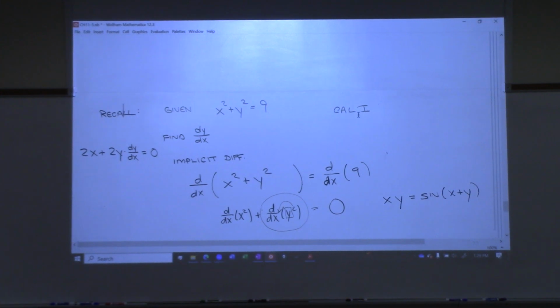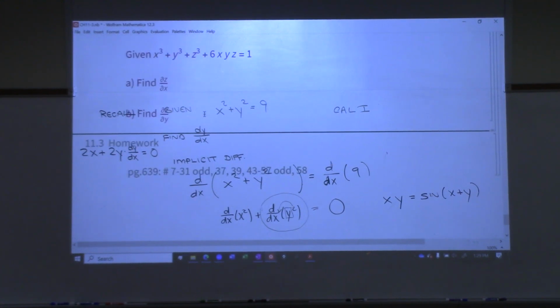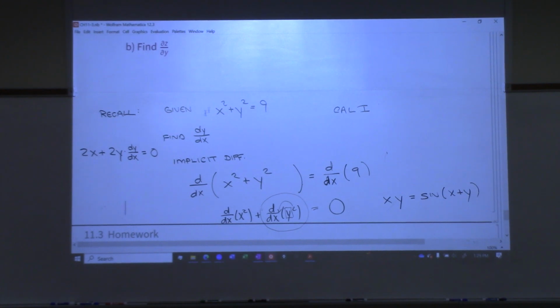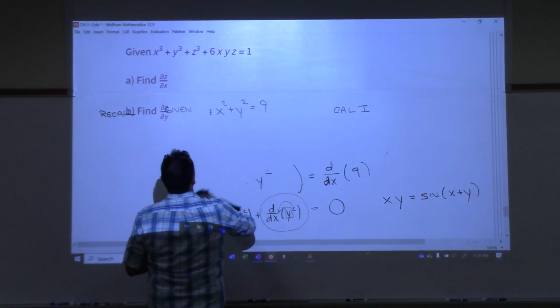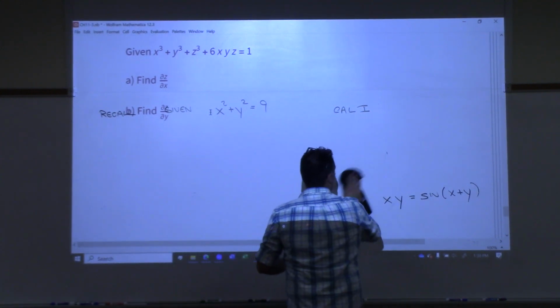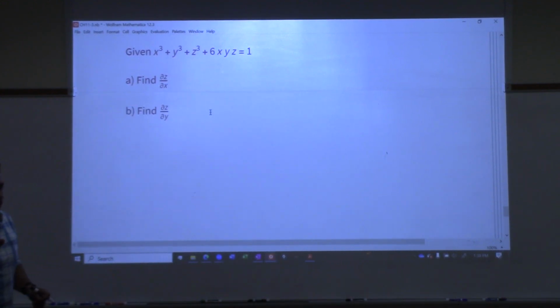Here, same sort of story. We're going to have an equation here. And this equation, x cubed plus y cubed plus z cubed plus 6xyz equals 1. That is an equation containing 3 variables, right? It's an equation containing 3 variables. And if it's an equation containing 3 variables, then I can look at it as a surface, right? We've talked about this already, right? An equation containing x, y, and z should be a surface.